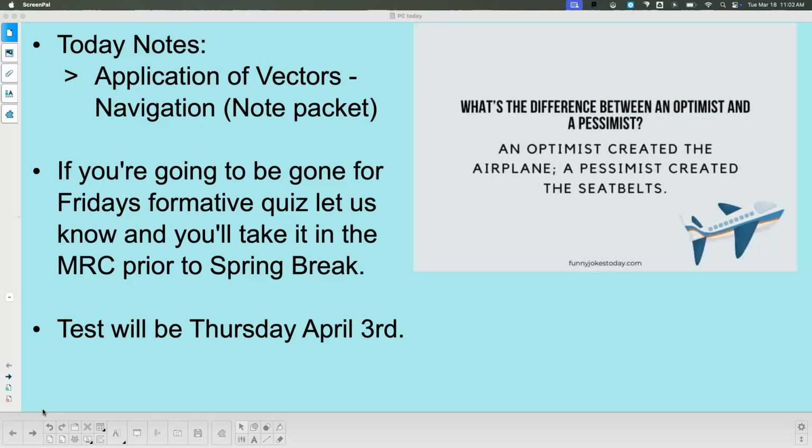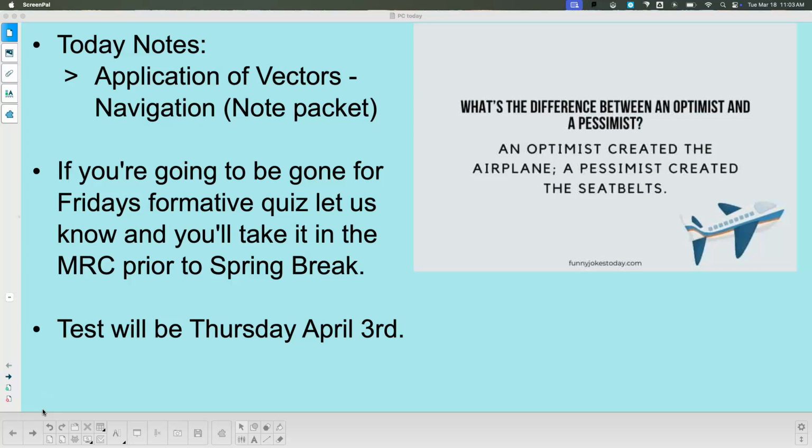Then next week we're off. No classes next week. And then our next class after spring break will be on April Fool's Day. You still have to come to class. We'll talk more about vector navigation problems that day. Then we'll do a review day on that Wednesday the 2nd. And your test for this unit on vectors and navigation will be on Thursday, April 3rd.